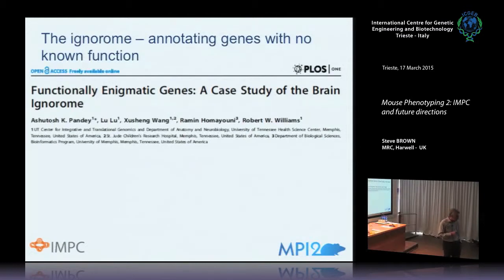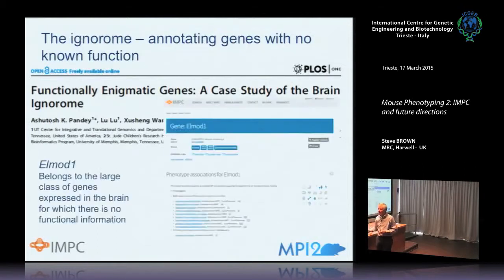And what Robert Williams was very interested to do was to look at all of the genes that are expressed in the brain, and there's a very large number for which there is no information whatsoever. And he classified ignorome genes as genes which had either 0 or 1 PubMed hit. So virtually nothing is known about them. And LMOD1 falls into that class of genes. In fact, it's mentioned in this paper. It says, here's a gene. It's known to be expressed in the brain, but we know nothing about it.